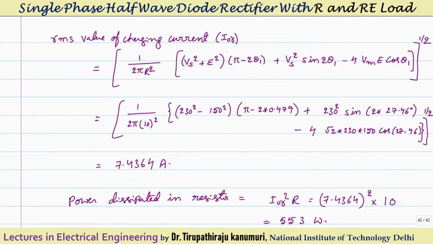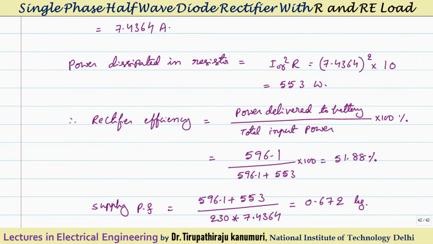Now coming to the input power factor. For calculating the input power factor, I should know the complete output power that is supplied, right? I know the power supplied to the battery, but I need the power supplied to the resistor also. For that, I need the RMS value, so I am calculating the RMS value of the charging current. I have just taken the formula and substituted it. No need to mug up the formula; you can derive it easily in the exam also, because it will only take 1 to 2 minutes, and by mugging up you will forget easily. So this becomes 7.4364 amperes. Now the power dissipated in the resistor will be RMS current squared multiplied by resistance. If you substitute, I got 553 watts.